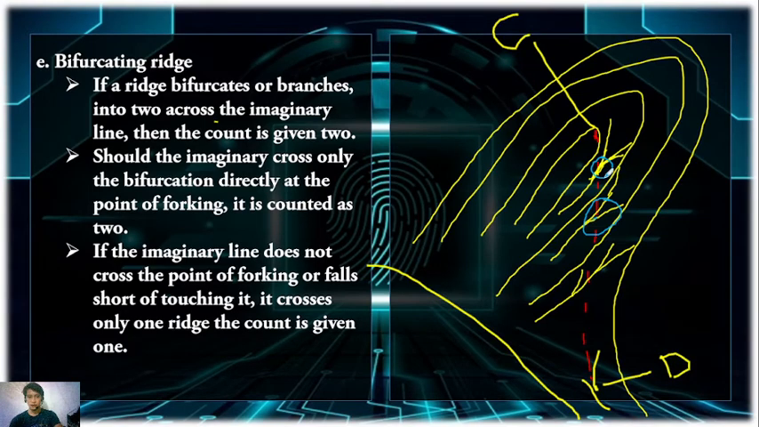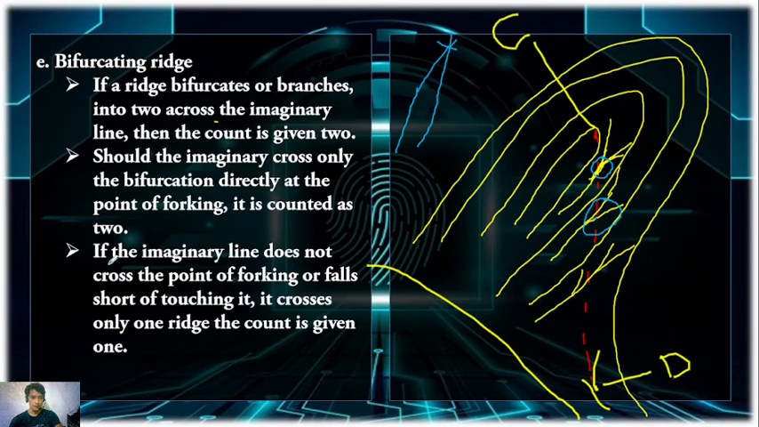Katulad nung sinabi ko kanina sa point of convergence, or kung saan nag-meet yung 2 ridges. So let's say kanina nag-meet sila dito and then na-cross ito ng imaginary line, then that is considered to be as 2 counts. And then same as with the bifurcating ridge also.